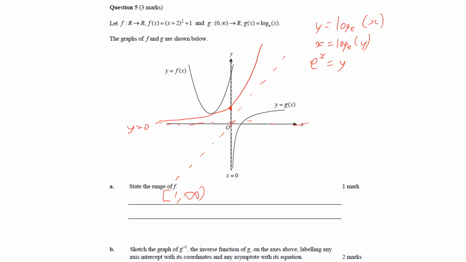To find the value of the y-intercept here, I can set x equal to 0. So I get e to the power of 0 is equal to y. Anything to the power of 0 except for 0 is 1. So 1 is equal to y. So this coordinate here has to be at x equals 0, y equals 1.